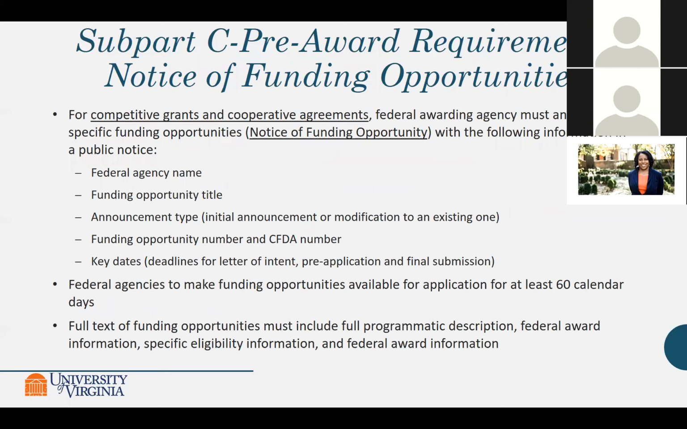And for competitive grants and cooperative agreements, they must announce specific funding opportunities with the following information. It needs to be available at least 60 days. So they can't say, hey, next Friday there's a proposal that's due. There's certain conditions and information that they're required to provide.